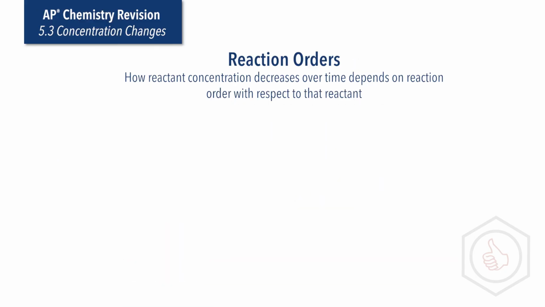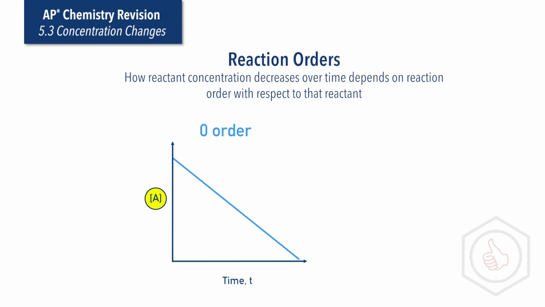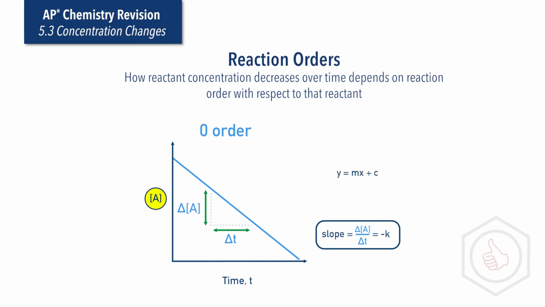A graph of concentration against time for a reaction that is zero order with respect to a reactant will be linear with a slope that is minus K, the rate constant. This is because a straight line graph follows a y equals mx plus c function. Here y is the concentration of A at a given time t, m, the slope of the line, is minus k, the rate constant, x is time t, and c, the intercept, is the concentration of reactant at the start. Notice here that the units of K will be mole per litre per second.